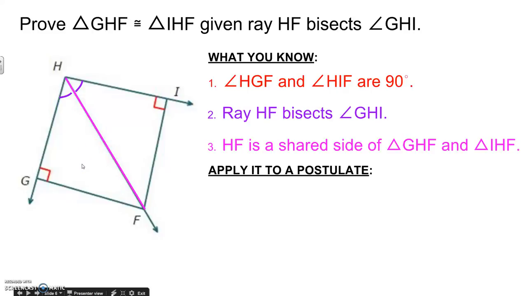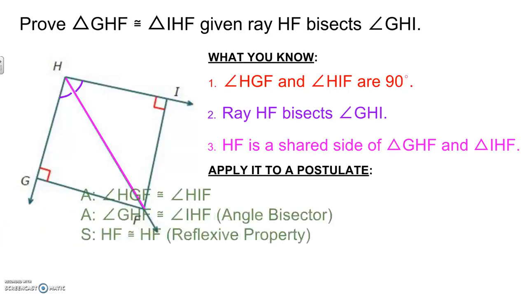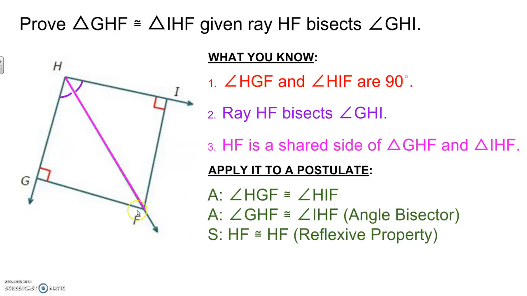So how do we apply it to a postulate? Well, let's go back to what we knew from our postulates here. That would be AAS. HGF is congruent to HIF. Angle GHF is congruent to angle IHF, because it's an angle bisector, so that would be our reason. And as we get into formal proofs, we're going to want to make sure we list the reasons that go along with that. And HF is congruent to HF because of the reflexive property. It is congruent to itself.